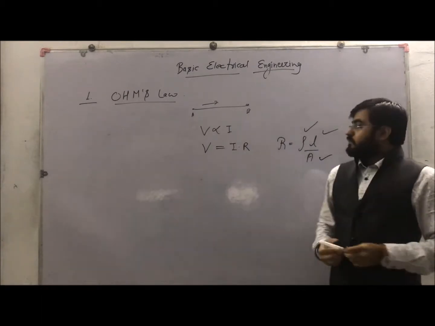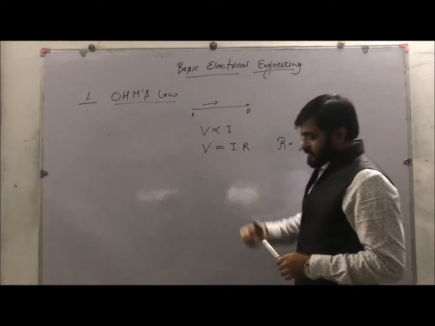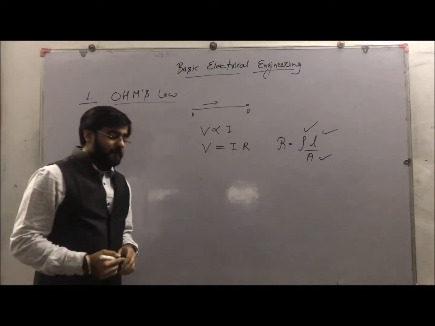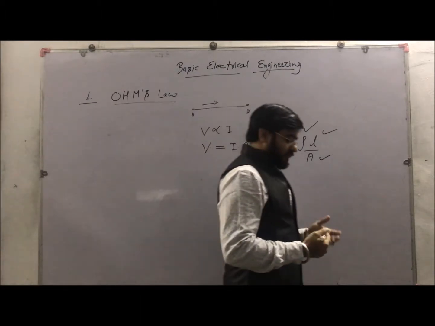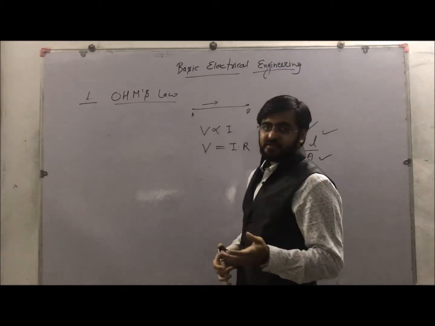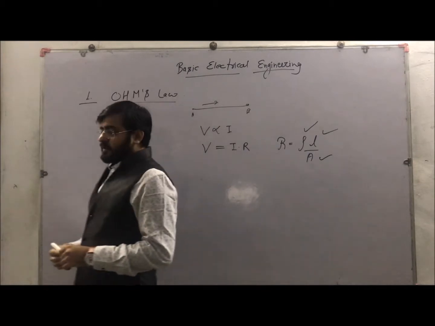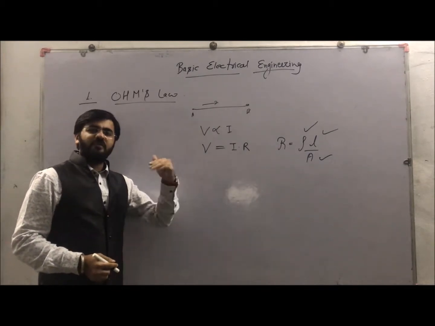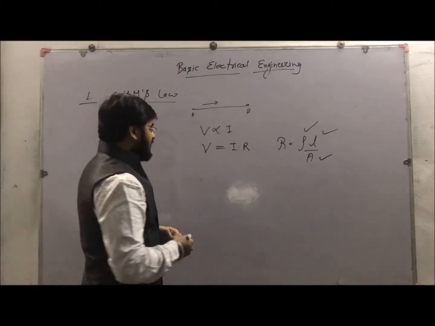Now, what is V equals IR? As I have noted, V equals IR is Ohm's law. If we talk further, why do we have to choose KVL and KCL, that means Kirchhoff's voltage law and Kirchhoff's current law? Why can't we use V equals IR, that means Ohm's law, in further circuits?